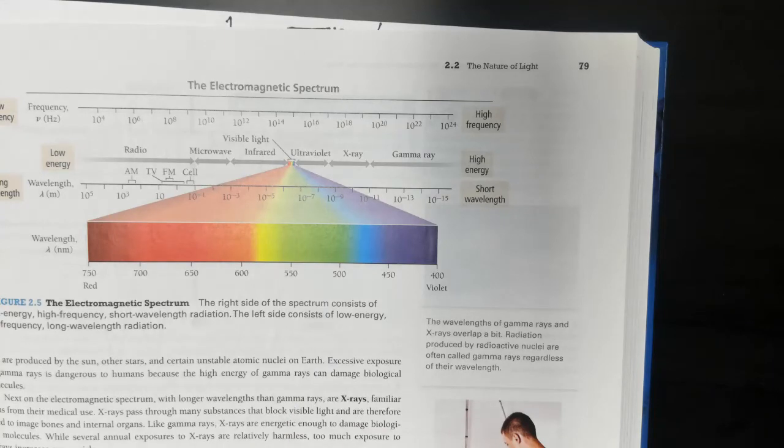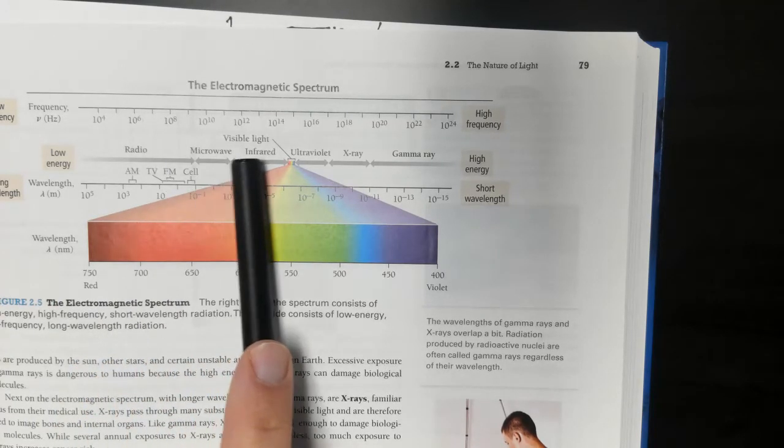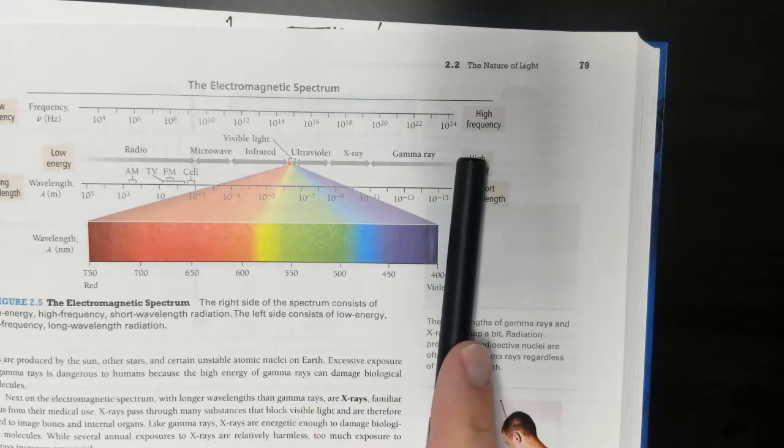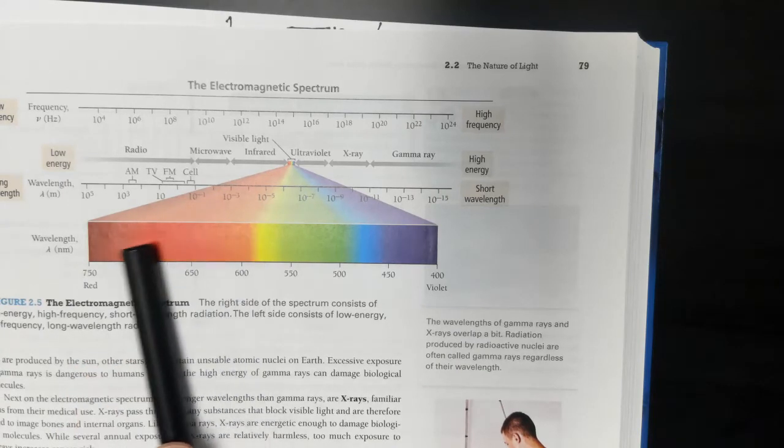But there are other kinds of electromagnetic radiation. We have radio, and then microwave, infrared, ultraviolet, X-ray, and gamma ray bursts, on up here at very high energies. This is very low energy. Okay, but this region down here, that's the light that we can see.